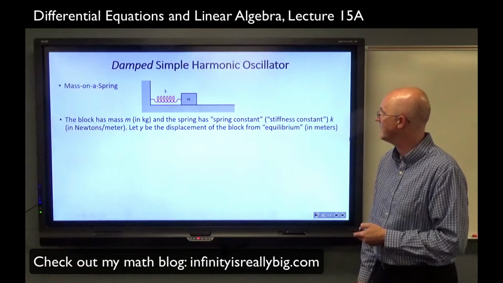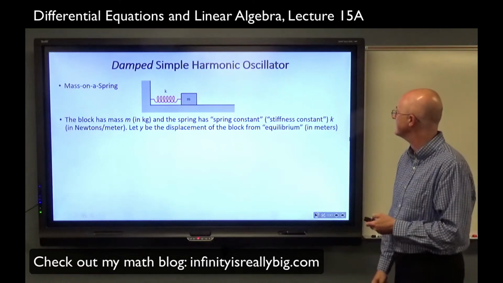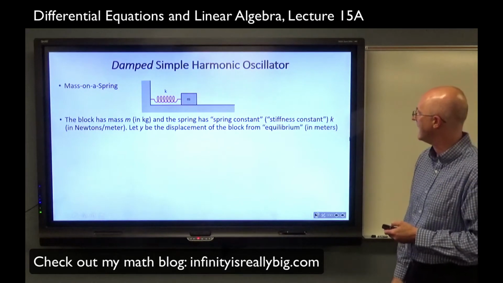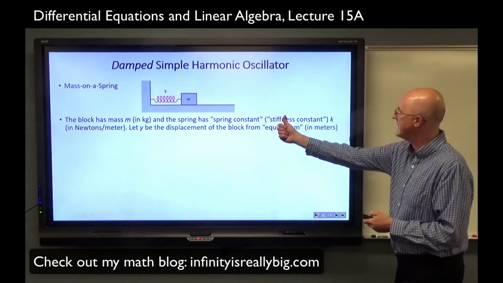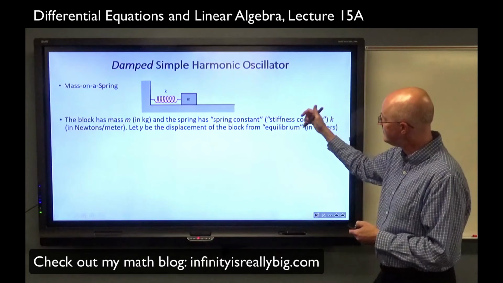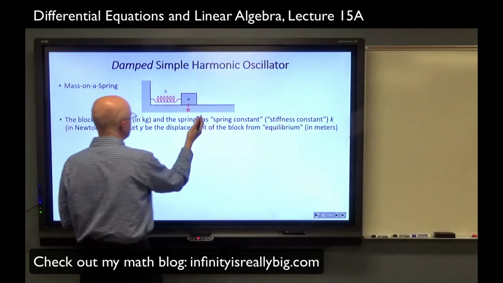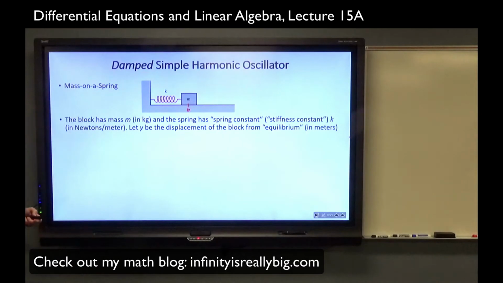Once again, we have a block with mass m in kilograms, a spring constant k in newtons per meter, and y, once again, is the displacement of the block from equilibrium. Y being positive, moving to the right from its equilibrium position, say right here at y equals 0, and y would be negative if the mass is to the left in position. Again, we assume friction is present, though we may be unsure of whether a model is going to be good because we are unsure of how friction behaves.